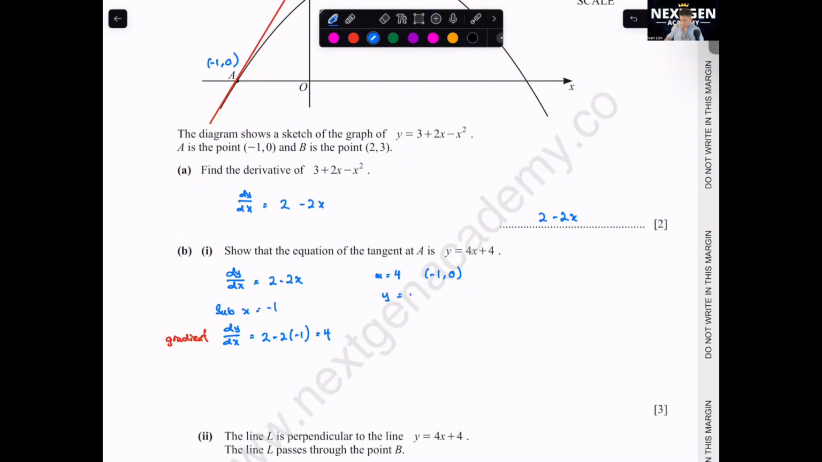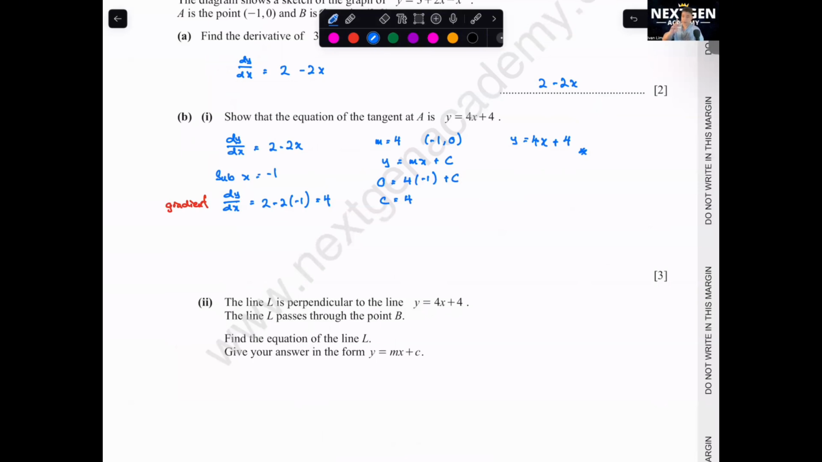We're going to substitute into y equals mx plus c to find the c value. So 0 equals 4 times -1 plus c. c equals 4. And our final equation of the tangent, the m was 4, the c is also 4. So y equals 4x plus 4 will be your final answer.